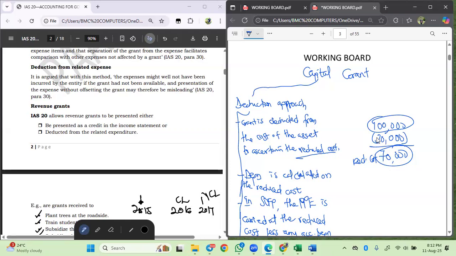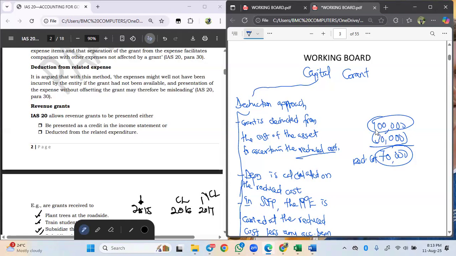So the deduction approach, I'm saying first of all, the grant that will be given by the government will be deducted from the cost of the asset. So here you are going to purchase an asset, you are going to acquire an asset, and you apply for a grant, okay, for the government to help you. With this deduction approach, we are saying that you are not going to recognize the asset at the original cost or at the acquisition cost.